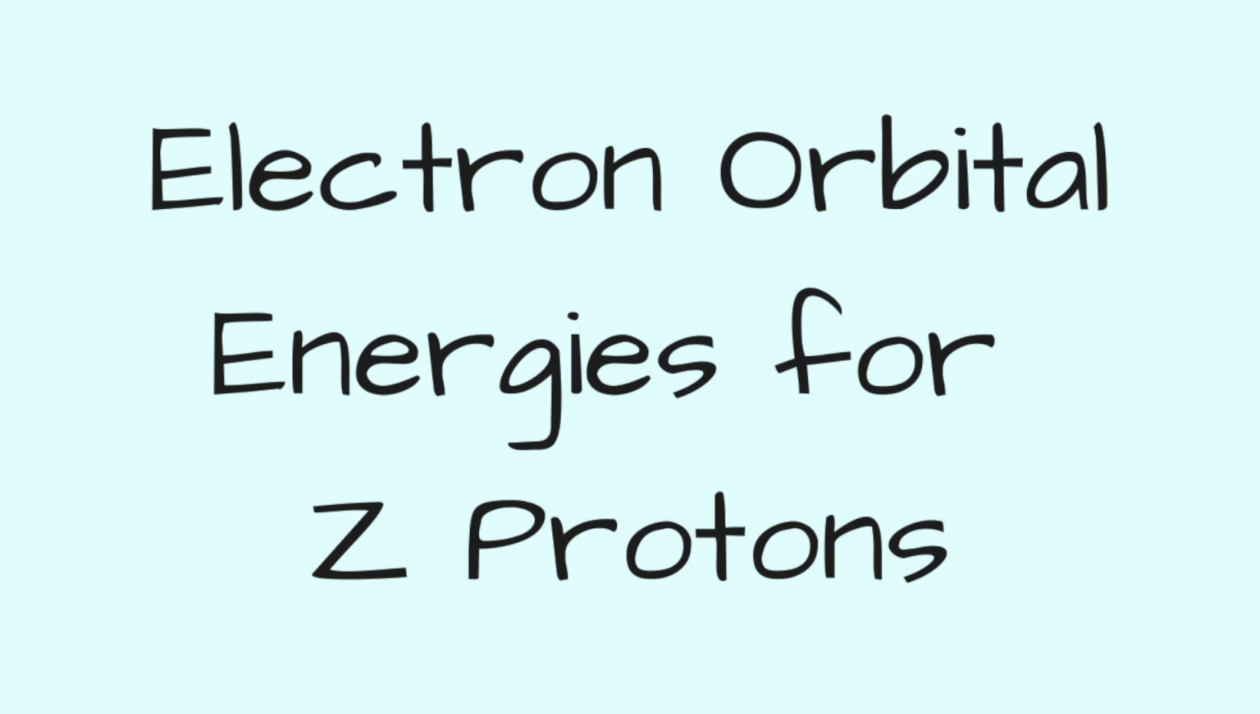Welcome. In this video, we are going to take a look at electron orbital energies for elements with Z protons. Okay, so we're dealing with energies. So let's write down the kinetic energy. KE is equal to 1/2 the mass times the velocity squared. This is for the electron, so we will use the mass of the electron times the velocity squared.